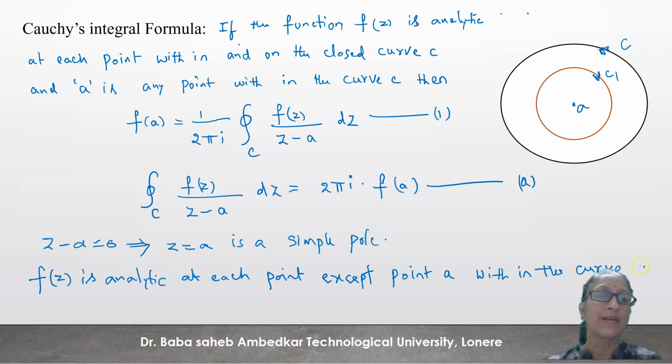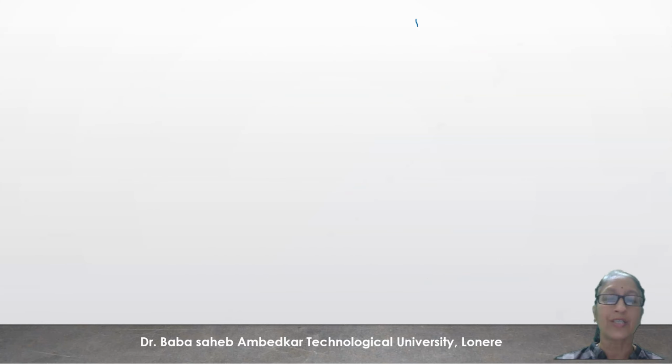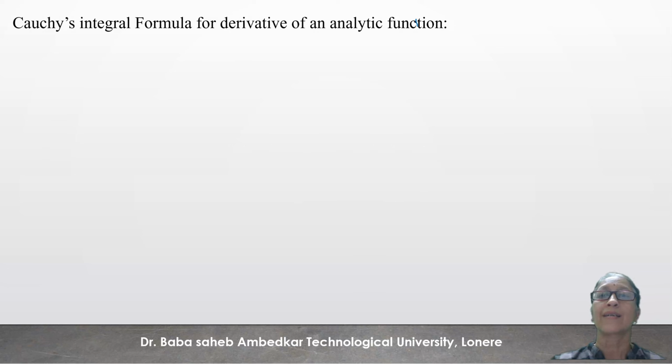If you see the statement of Cauchy's theorem, in Cauchy's theorem, f(z) is analytic within and on the closed curve C. But here f(z) is analytic within and on the closed curve C except point a. So whenever you find a singularity within the closed curve, then we use Cauchy's integral formula to evaluate the contour integral. Now from this Cauchy's integral formula, we can find Cauchy's integral formula for the derivative of an analytic function. That means we can find the derivative by differentiating this equation 1.